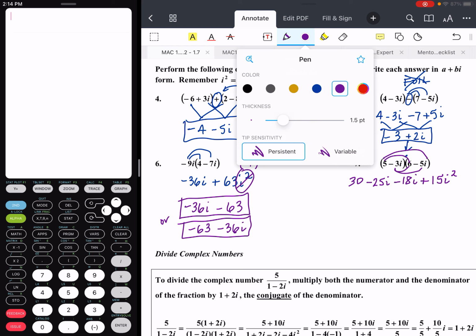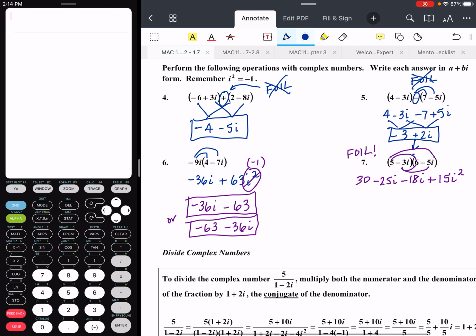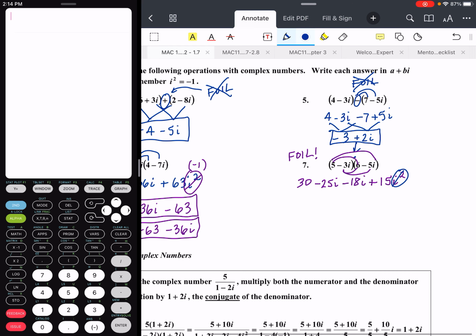All right, so the first change I want to make is that i squared. I'm going to replace that with a -1. And when I'm carrying all these amounts down, I also want to combine like terms in the middle. So I carry down my 30. -25i minus 18i combines to -43i. And then plus 15 times -1 gives me a -15. And then my last step, continue combining like terms. 30 minus 15 is positive 15 minus 43i.